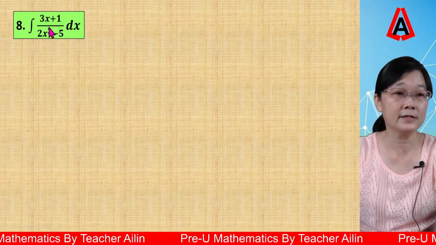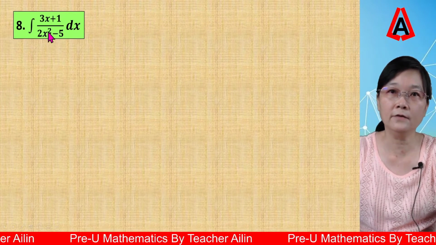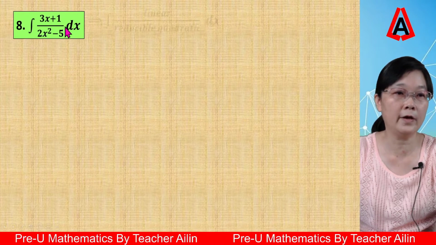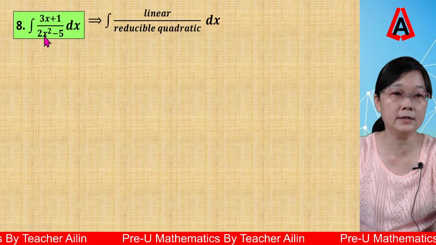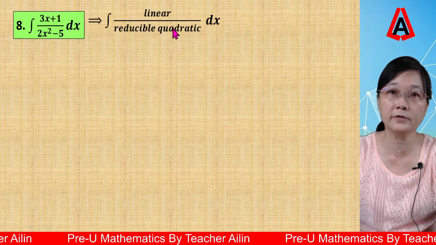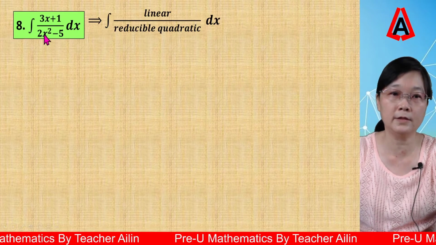Now let's proceed to the next question. For this question, the rational function is in the form where the numerator is a linear and the denominator is a reducible quadratic, where we are able to factorize the denominator.